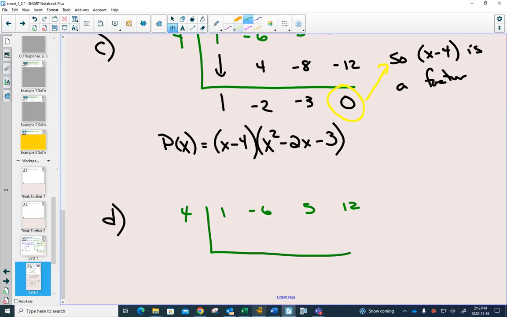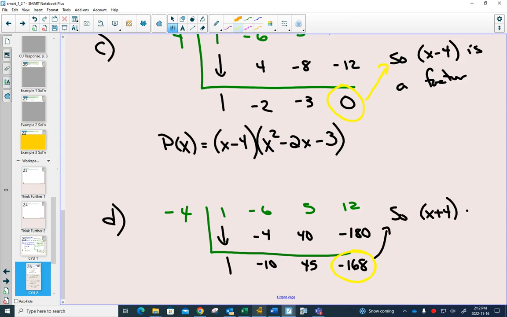And we're dividing by x plus 4, so this will be a minus 4 out in front. Bring down the 1, multiply, add, multiply, add, multiply, and add. Negative 108. So finally, we get one that is not a factor.